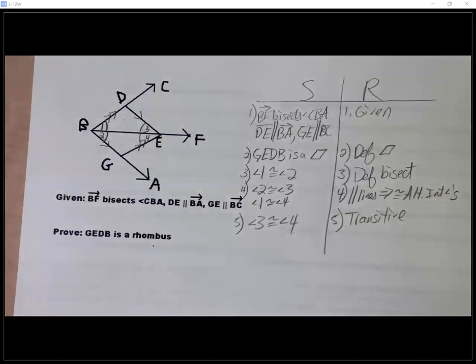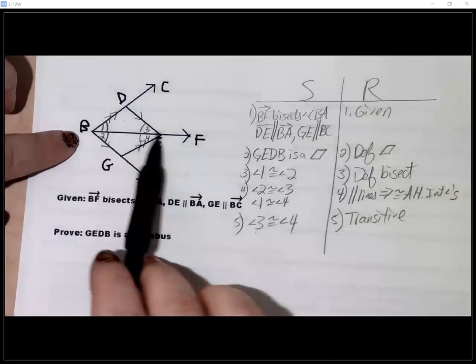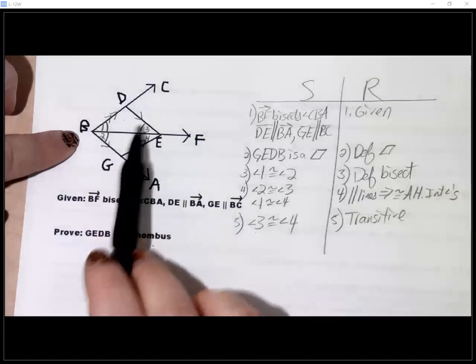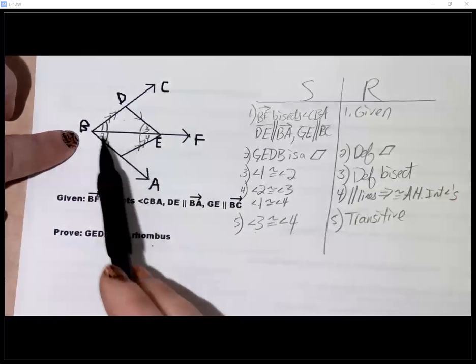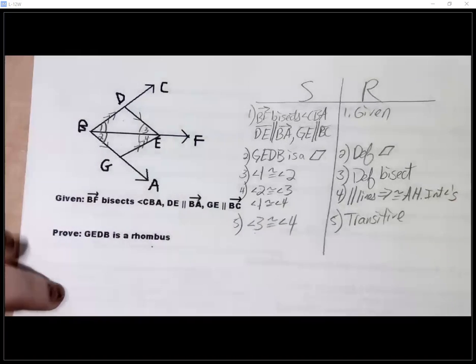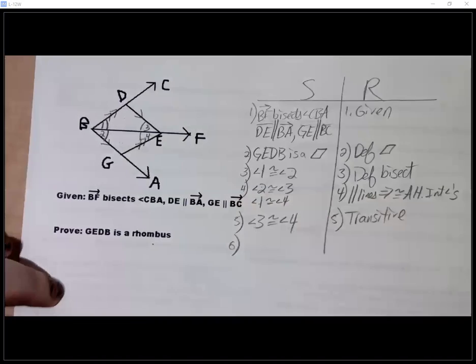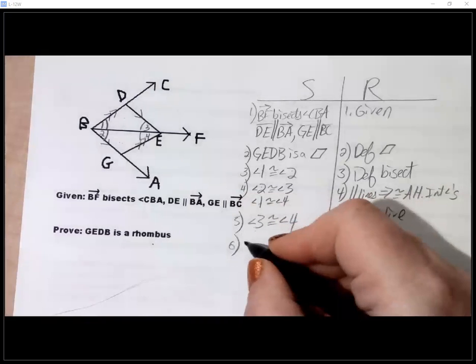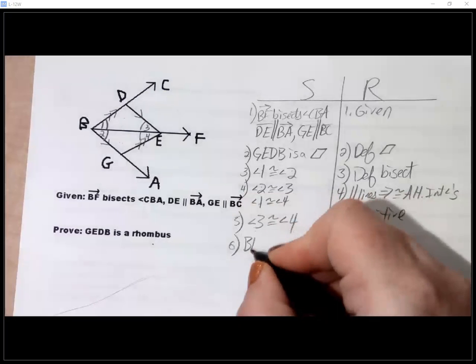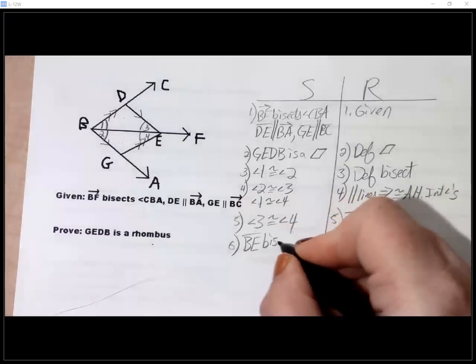So now I have shown, I guess I probably wouldn't take any points off if you just left it like this, but it wouldn't be a bad idea to say that now I've shown that BE has bisected this angle also, right? Because remember in the given they said BF bisects CBA. So now let's say the same thing, but about BE bisecting DEG. I don't think that's a bad thing to throw in there. Again, if you left it off, it's probably not that big of a deal, but better to have it right than not. So BE bisects angle DEG.